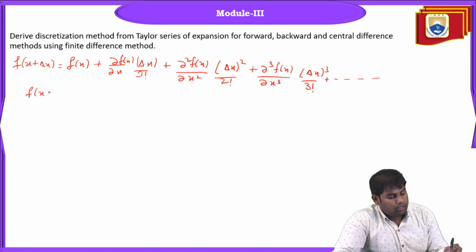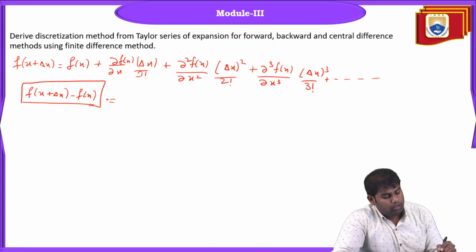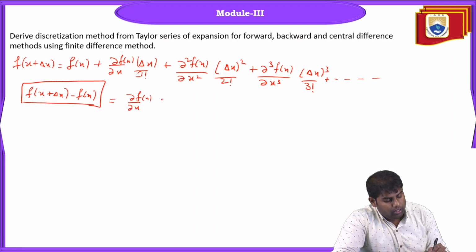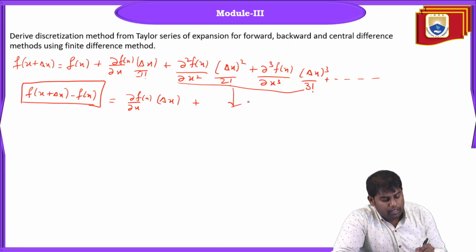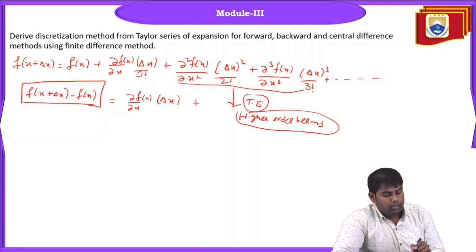So f of x plus Δx minus f of x is equal to ∂f/∂x into Δx plus the remaining terms. These terms are called truncation error terms, or you can say higher order terms. Okay, higher order terms. So we'll send the higher order terms in this way.